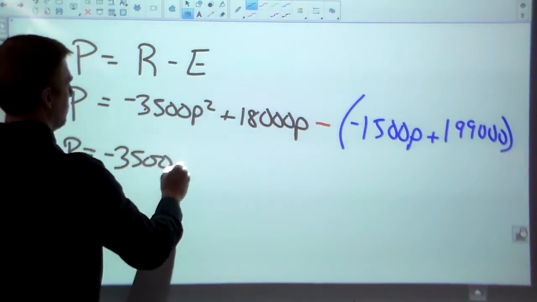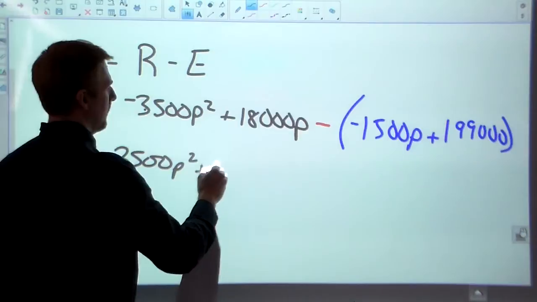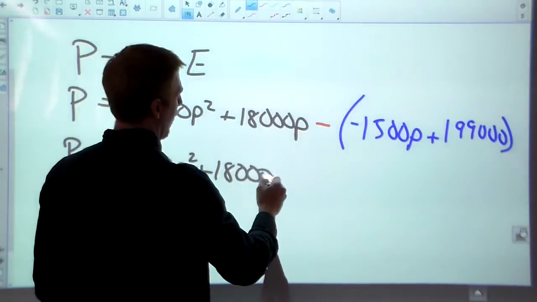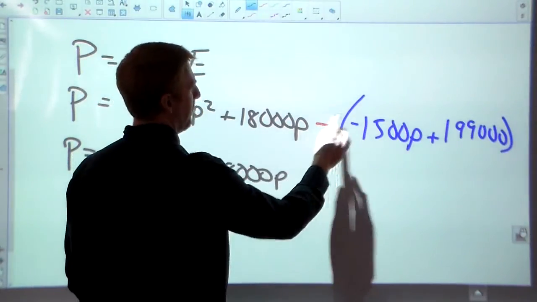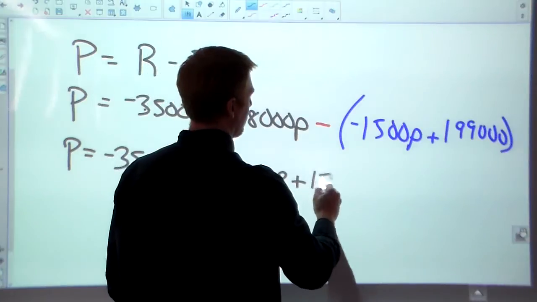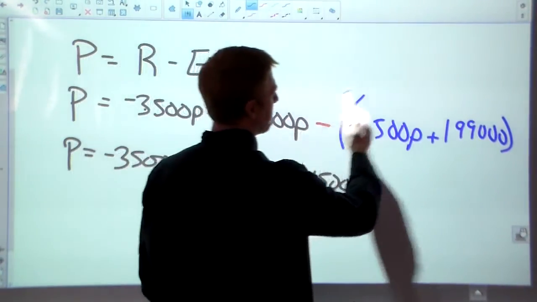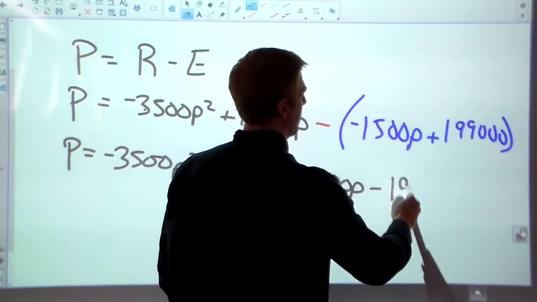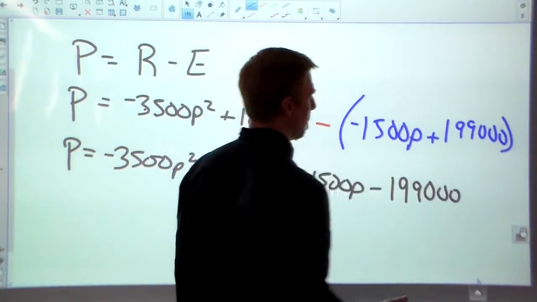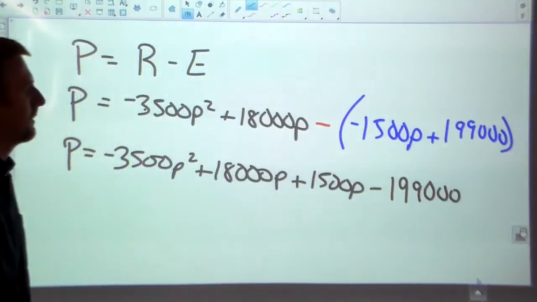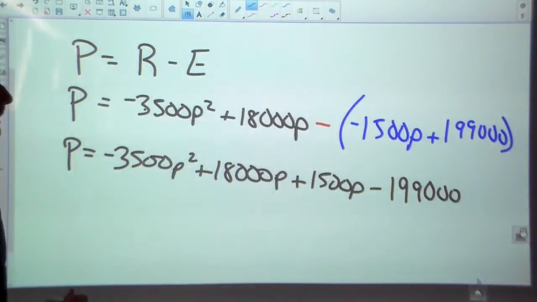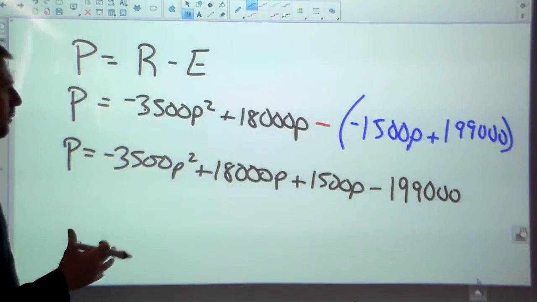Negative 3,500 p squared stays the same. 18,000 stays the same. Now minus and minus becomes plus. And once I do that, I'm going to take that out of parentheses. Minus the positive stays negative. So again, however you've learned to deal with those negatives and positives, just keep on keeping on. But it's whatever's going to work best for you.